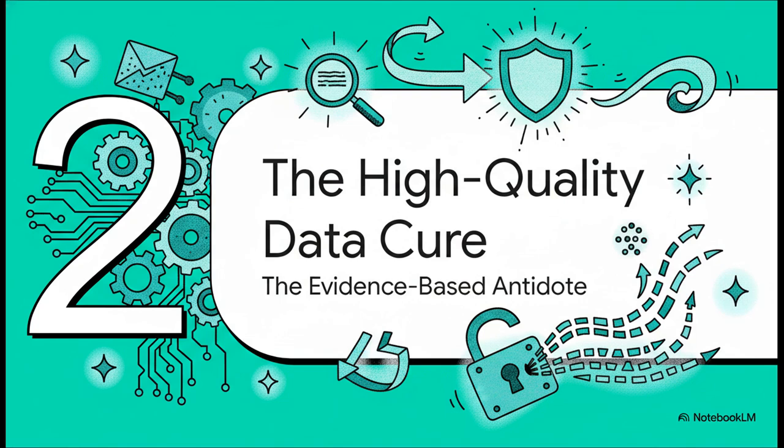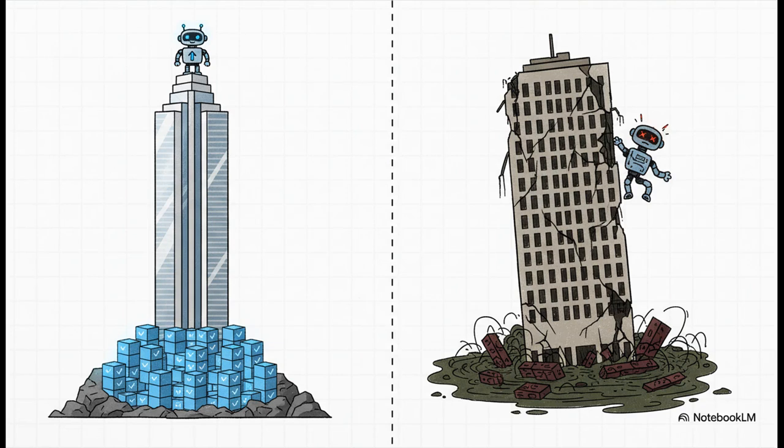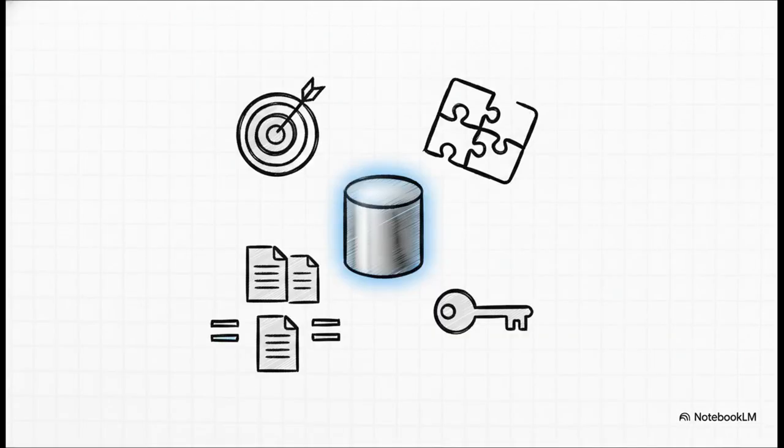Okay, so we've seen the problem, but what's the cure? Well, it turns out the most powerful antidote we have is actually something pretty fundamental: high-quality data. And really, the analogy is perfect. You would never, ever build a skyscraper on a weak, swampy foundation, right? Well, it's the exact same idea here. You just can't build a reliable, trustworthy AI on a foundation of messy, inaccurate, or incomplete data. The data is everything.